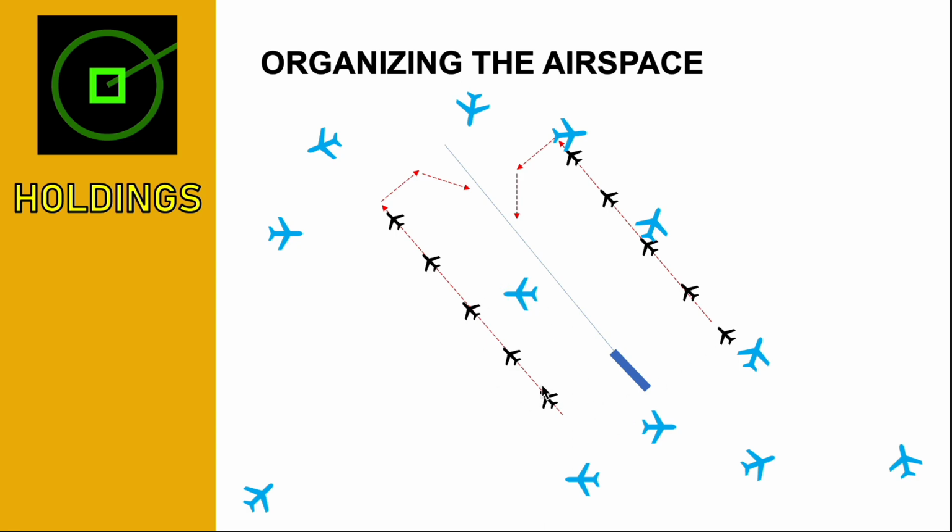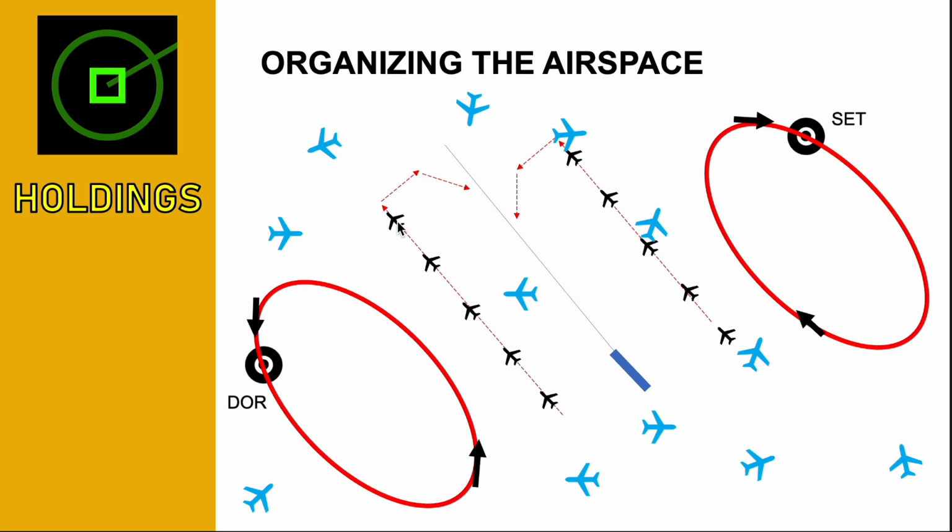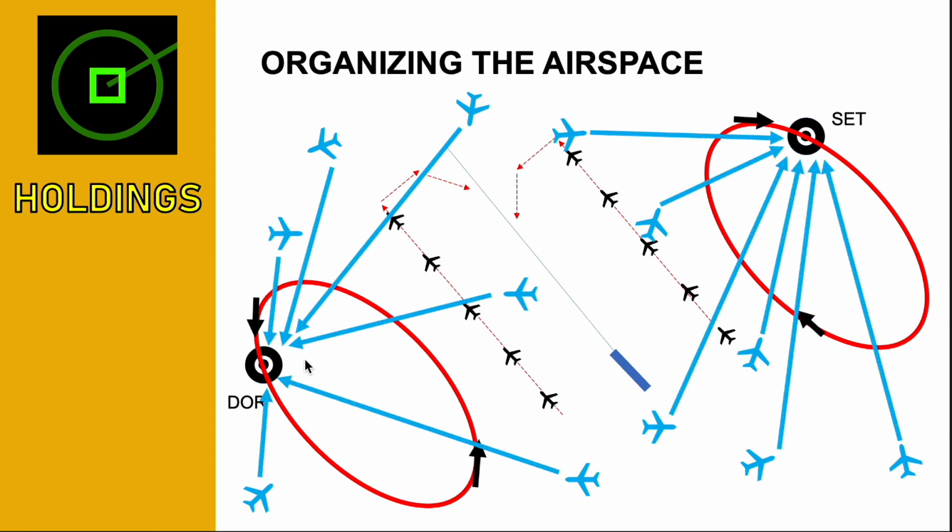But we're not able to put them here directly because it's kind of overloaded. So in this case, we're going to use these holding patterns that are based on the VOR Delta Oscar Romeo and the VOR Sierra Echo Tango. And as you see, the direction of the holding is done in this way because it's easier to sequence them after passing the VOR. So in this case, we're going to send direct vectors to the VOR, and then the planes are going to start the holding pattern. So we send these traffics a direct vector to the VOR, and then they're going to be organized.